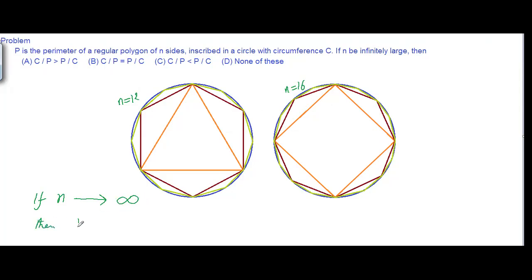Then the perimeter of the regular polygon becomes equal to the circumference of the circle. So therefore, the C by P ratio becomes exactly equal to 1. So P by C is also exactly equal to 1. So that's why they become equal. It's not that C by P is greater than P by C or C by P is less than P by C. They become equal. So that's why the B option is correct. Is this clear?